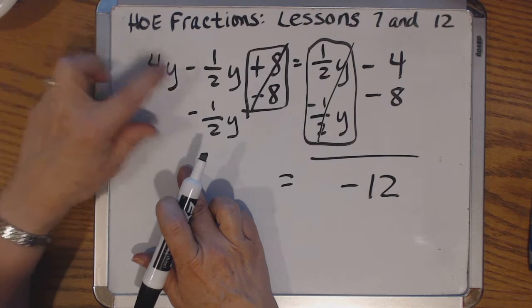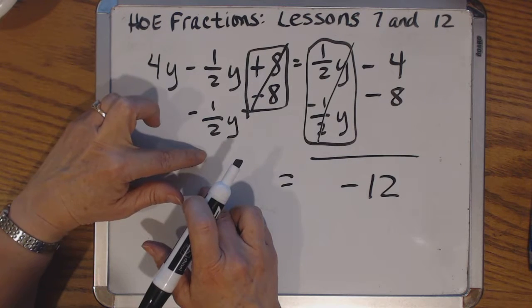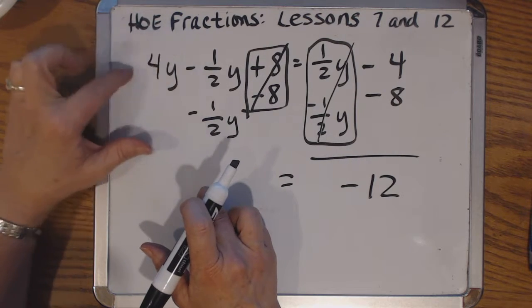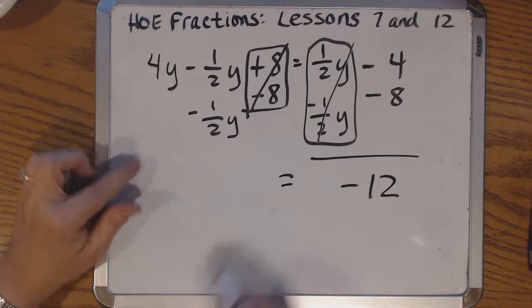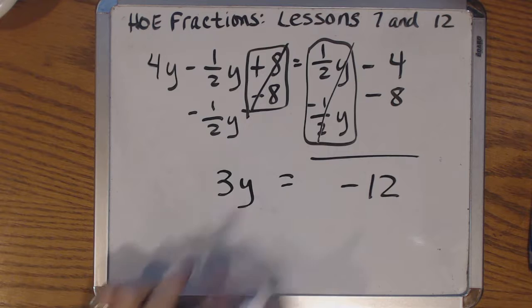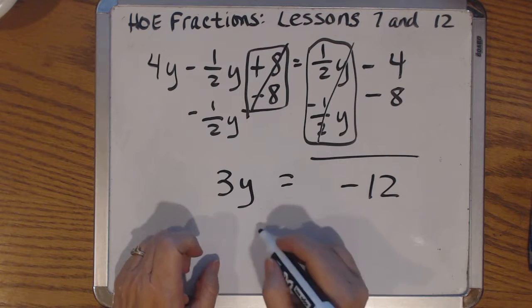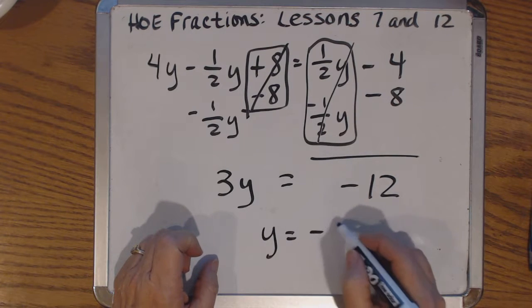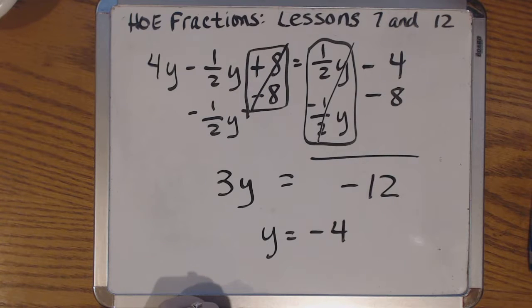I've got 4y minus a half minus another half. Well, that's actually pretty easy. That's going to be 4y minus a whole. That's going to give me 3y. If 3y is negative 12, then y has to equal negative 4, right?